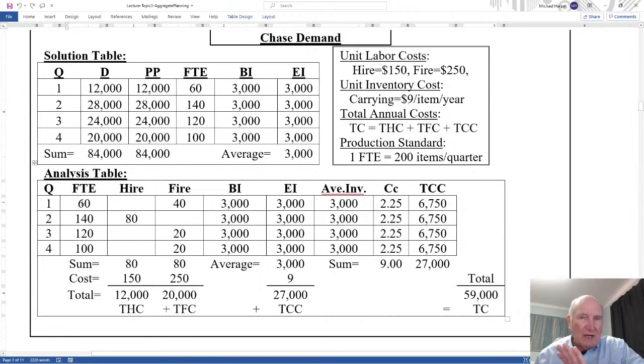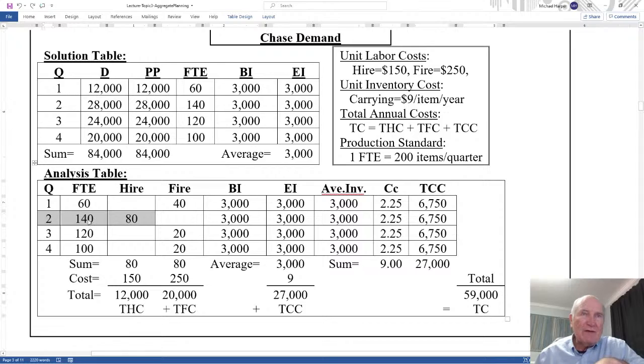So here's the logic. During the first quarter, I have 60 FTEs. Beginning of the second quarter, I need 140. So at the beginning of the second quarter, I have to increase this 60 to 140. That means I hire 80 at the beginning of the second quarter.